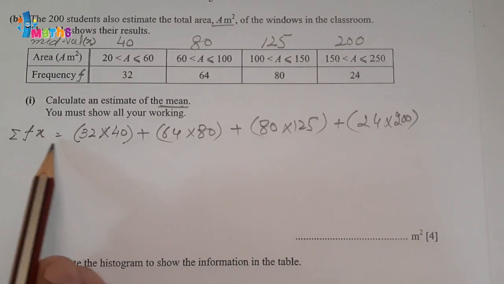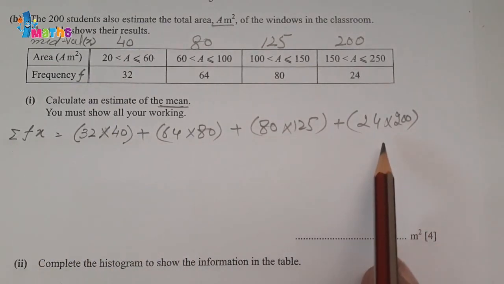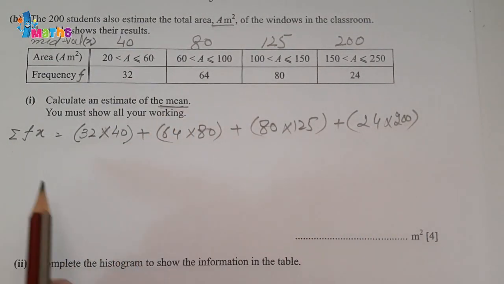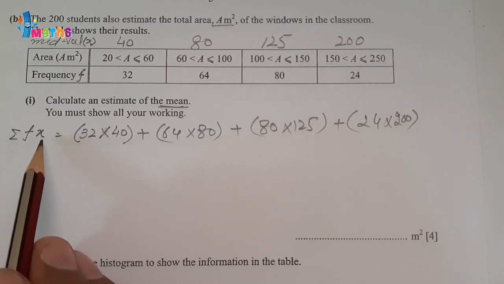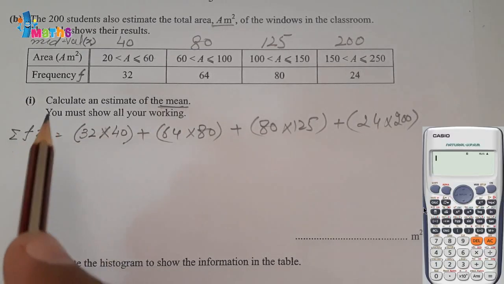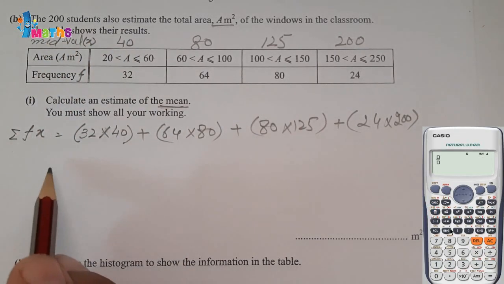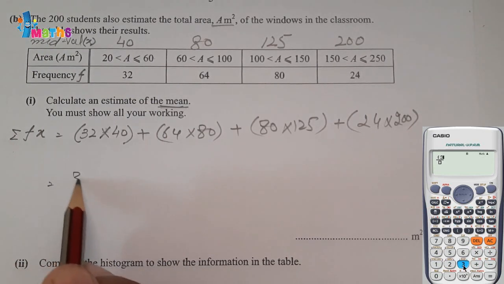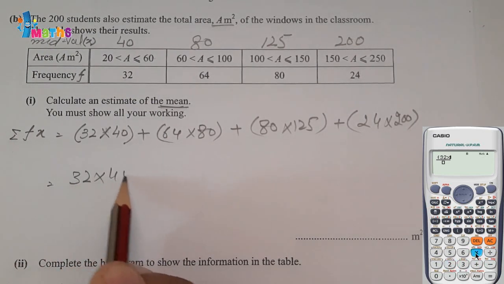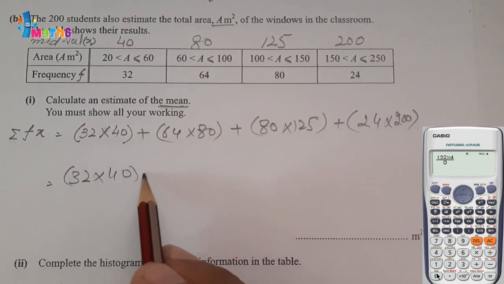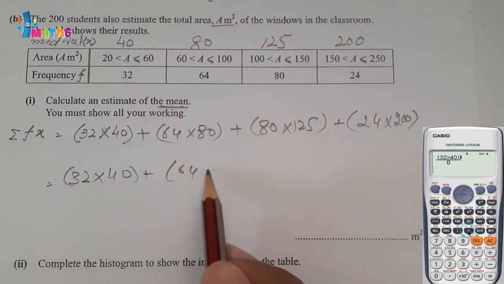So this is sigma fx which we have written. Now we'll have to calculate the mean. For mean, we'll have to divide sigma fx by the number of students. So we will write 32 multiply 40. Again, we will be copying the same thing.